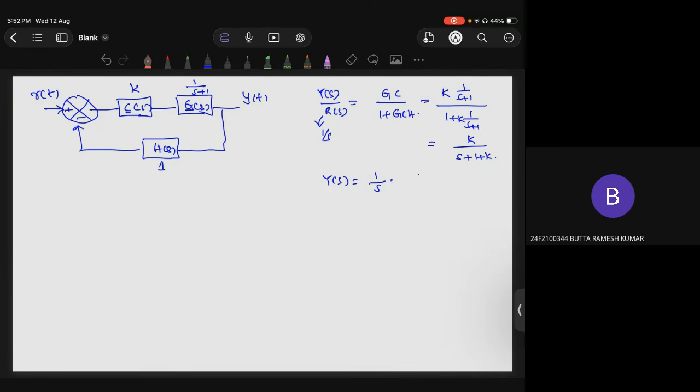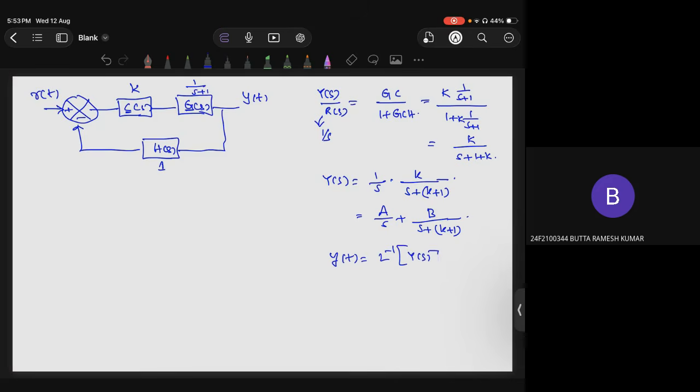1 by S multiplied by (K by S plus K plus 1). Am I correct? Yes, sir. So you can write it like A by S plus B by (S plus K plus 1). Am I correct? Yes, sir. So now you can find the A and B values. Then you can take the inverse Laplace to get Y of t.